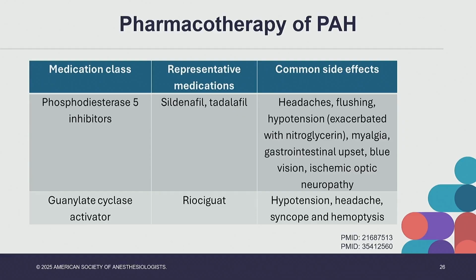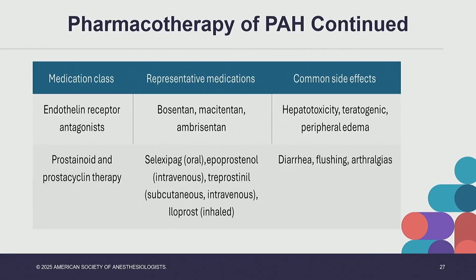It is important to remember that if the patient takes these medications, you have to be very careful with giving them nitroglycerin because it can lead to very profound hypotension. Another medication is riociguat, which was initially approved for type 4 or CTEPH. We also have endothelin receptor antagonists, which should be avoided in patients who are trying to conceive. And we also have prostanoid and prostacyclin therapies, which can be given either orally, subcutaneously, inhalationally, or IV.